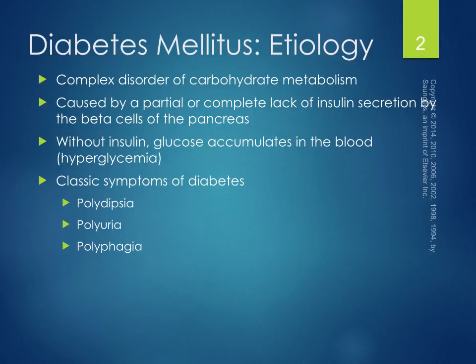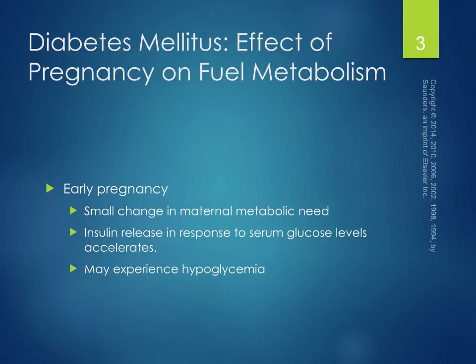Diabetes mellitus is caused by a partial or complete lack of insulin secretion by the beta cells of the pancreas. Without insulin, glucose accumulates in the blood, known as hyperglycemia. Some classic symptoms of diabetes we know are polyuria, polyphagia, polydipsia.